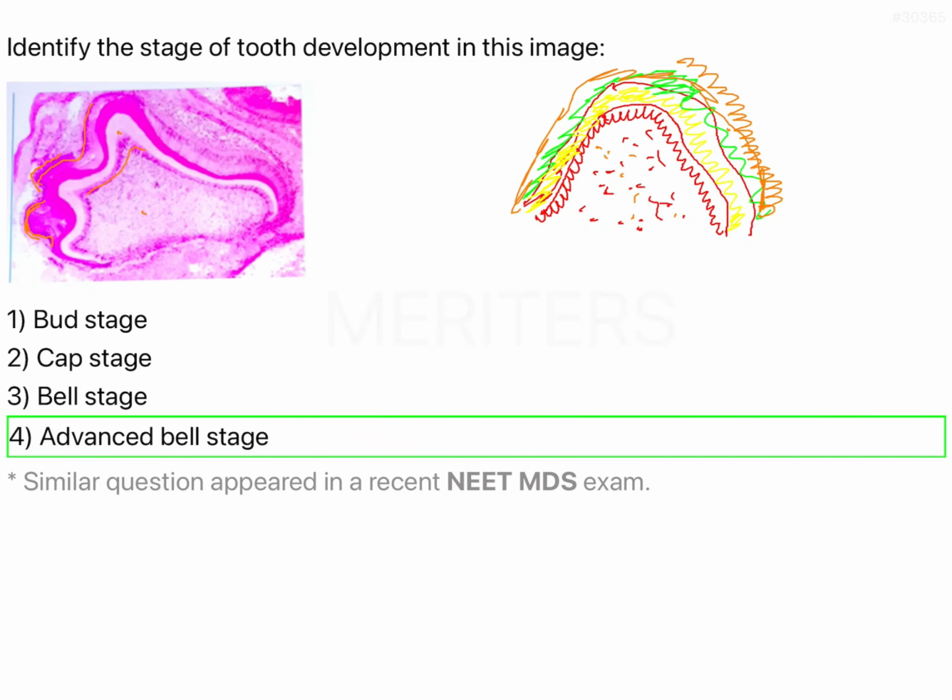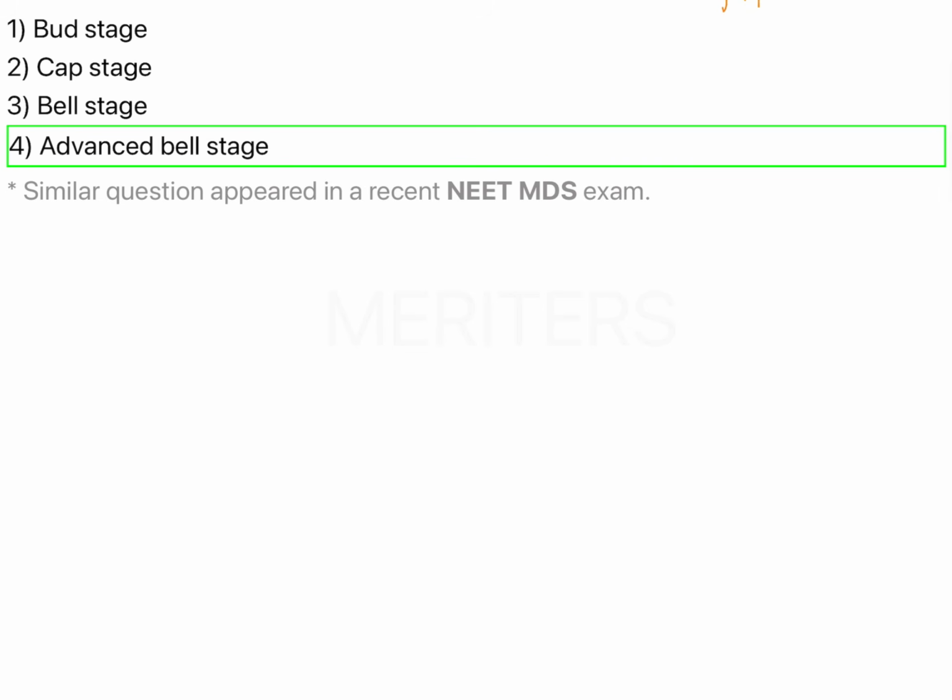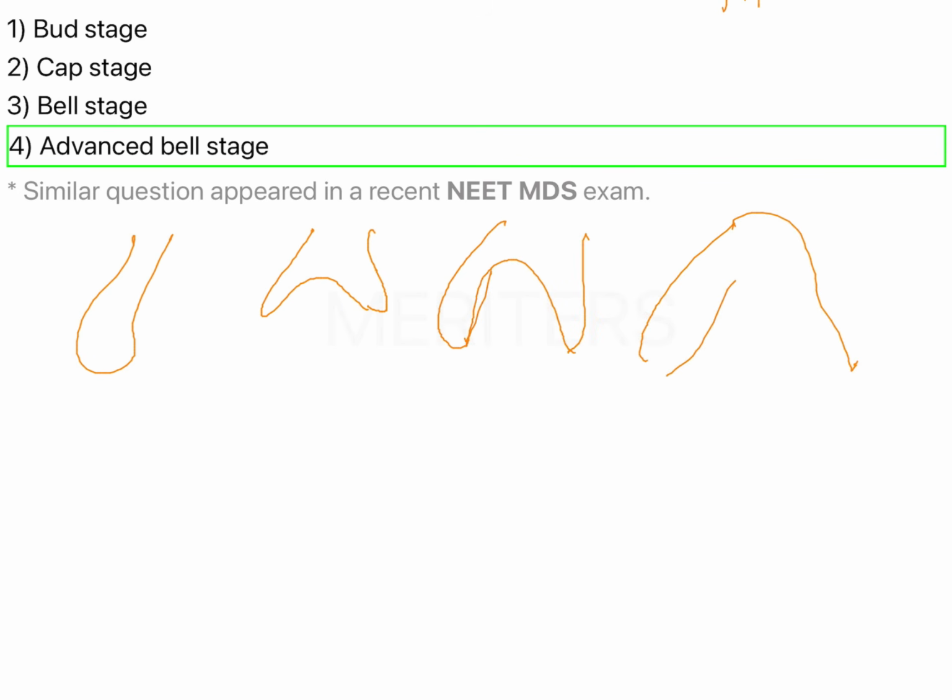Why? Because you can see that it has grown so much, whereas when it comes to the early bell stage, what you would see is something like this. Sorry, this is how it will be. So if you have to differentiate the different types, this is the bud, this is the cap, then this is the early bell, and this is the advanced bell. Okay, so that is how you differentiate between the four stages of tooth development.